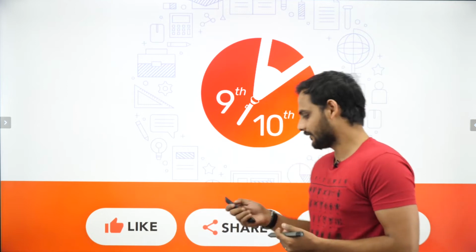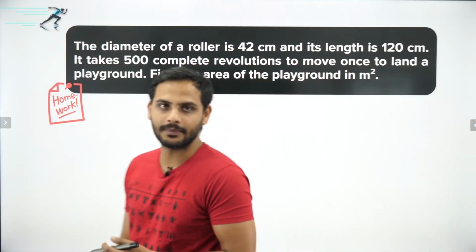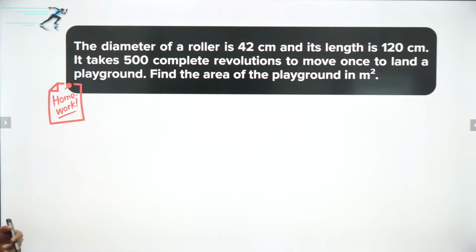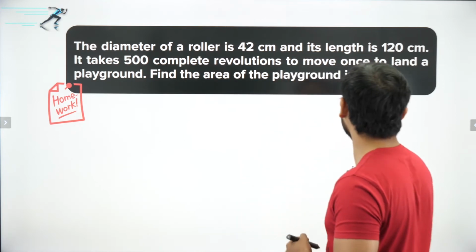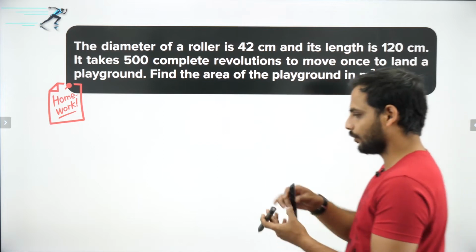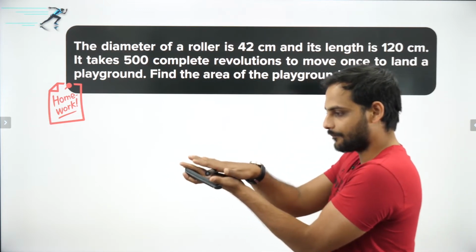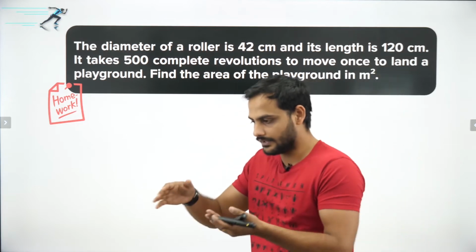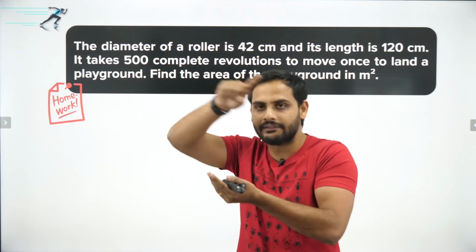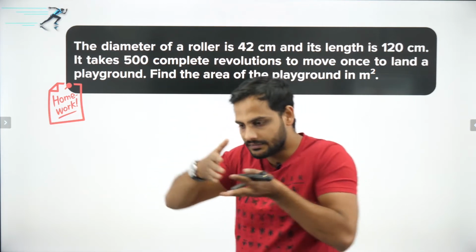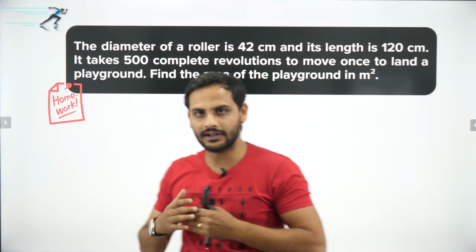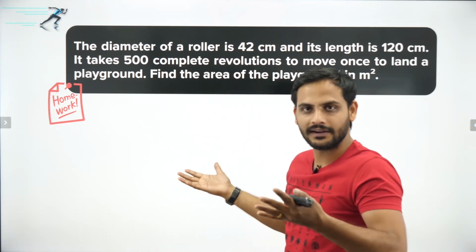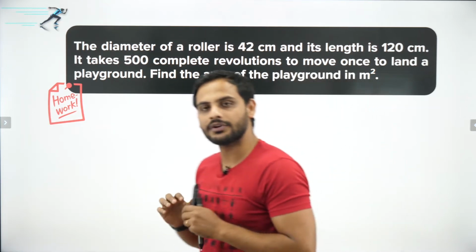Now let's move ahead with the homework question from the previous class. The diameter of a roller is 42 centimeters and its length is 120 centimeters. It takes 500 complete revolutions to move once over a playground. Find the area of the playground in meter square. See, when the roller rotates, it rotates around its curved area. So in one revolution the area covered by the roller will be equal to its curved surface area. Assume the roller is rotating, do the top and bottom matter? No, only the curved portion.